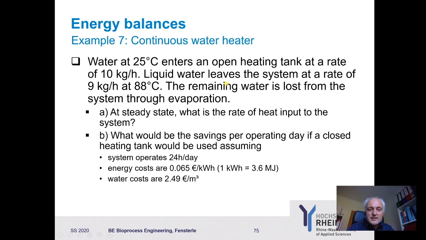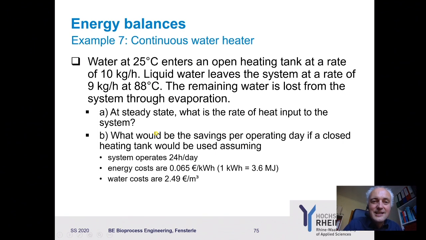And now let's start with an example. We have an example of a continuous water heater where water at 25 degrees enters an open heating tank at a rate of 10 kilograms per hour. Liquid water leaves the system at a rate of 9 kilograms per hour at 88 degrees. The remaining water is lost from the system through evaporation. A, at steady state, what is the rate of heat input to the system?